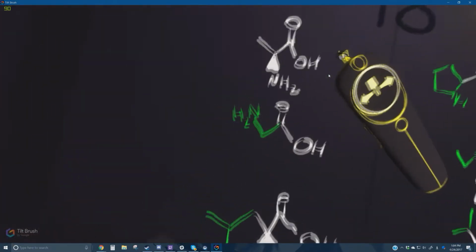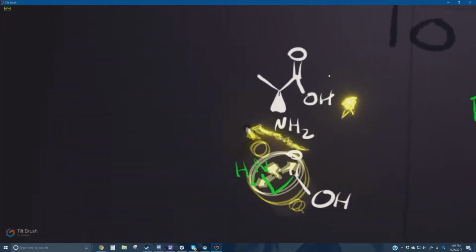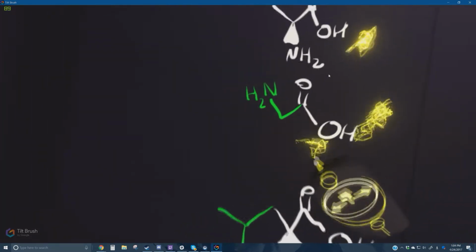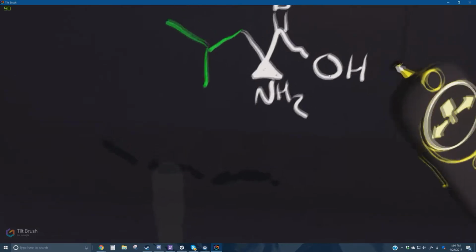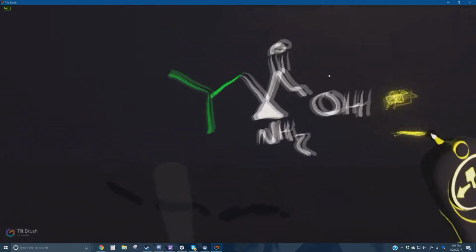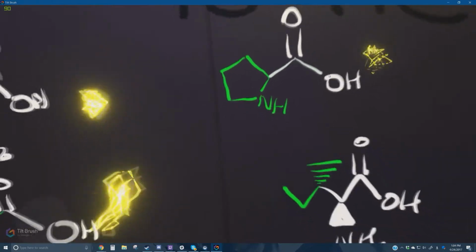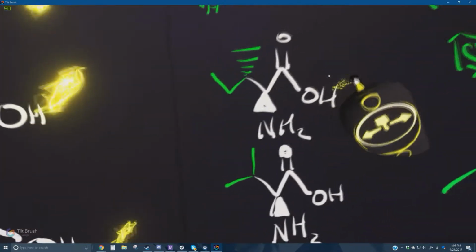Now you see the first one, alanine, should have a green coloring at the methyl group at the end as the R group. This should be all white. This is glycine. This is leucine. If you rotate that, it's loopy leucine. This is proline, cyclic group with a nitrogen in it. This is isoleucine.